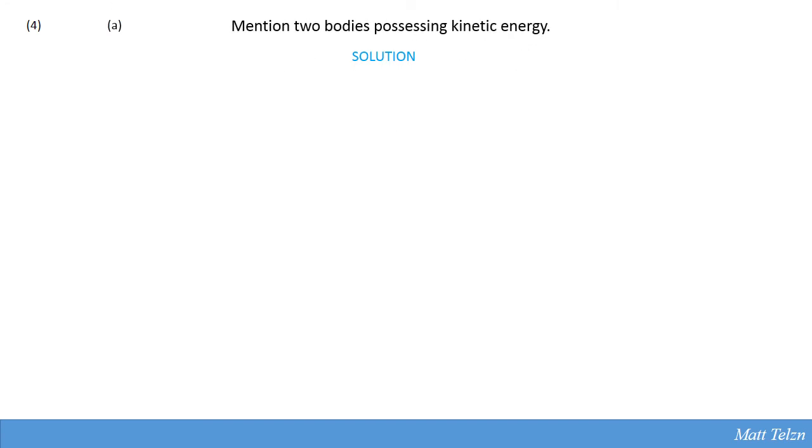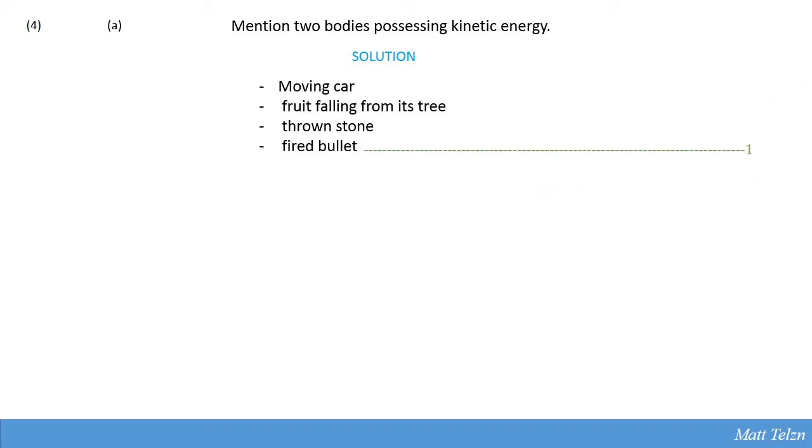Okay, let's move to question 4. Mention two bodies possessing kinetic energy. So we are going to mention two. We have plenty of them. We have a moving car, a fruit falling from its tree, throwing stones, fired bullets, and so many others. When you mention two, one is half, another one is half. So when you mention two, you have your 1 mark.